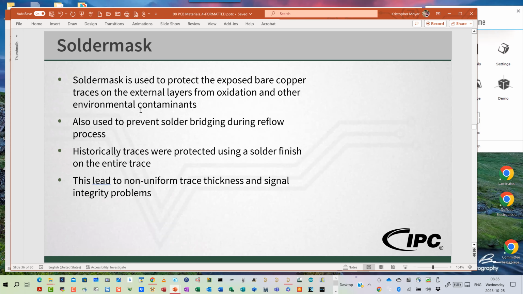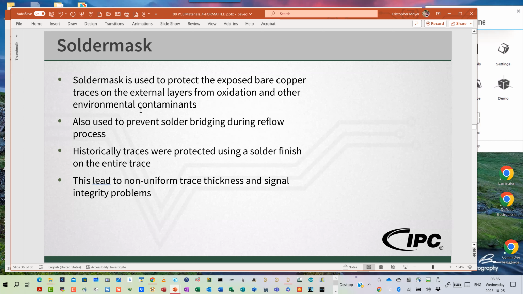Okay, last couple of materials we're going to talk about here. Solder mask. Solder mask is used to protect the exposed bare copper traces on the external layers from oxidation and other environmental contaminants. Basically meaning after we fabricate the board and we have the external layer, the purpose of solder mask, it actually does two things for us. Any bare copper that's not going to have soldering to it, like the surface mount pads or through-hole pads, needs to be protected from oxidation, right?